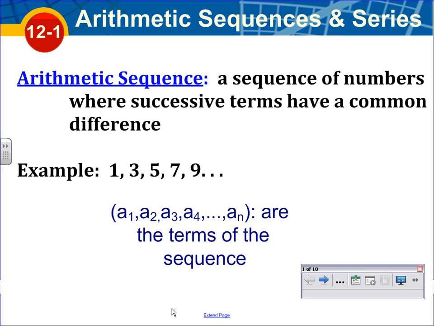Symbolically, below there you have a sub 1, a sub 2, a sub 3, a sub 4, and a sub n. Those just indicate the positions of your terms. So in the one that we wrote, the 1, 3, 5, 7, and 9, a sub 1 is 1, that's the first term, a sub 2 is 3, that's the second term, and so on. So the subscripts represent the position of that term in the sequence.